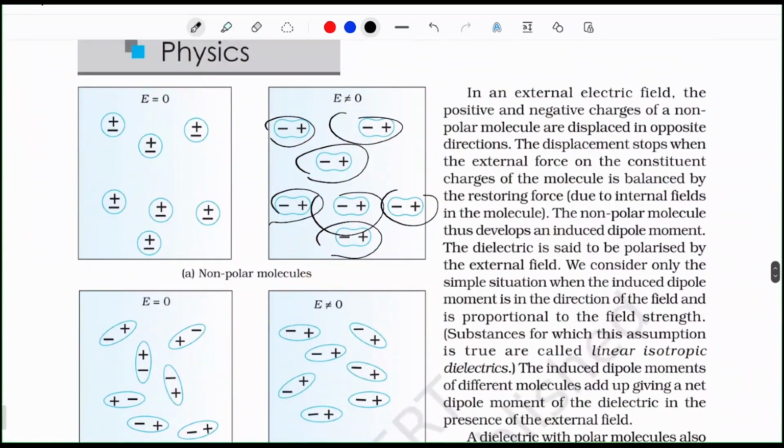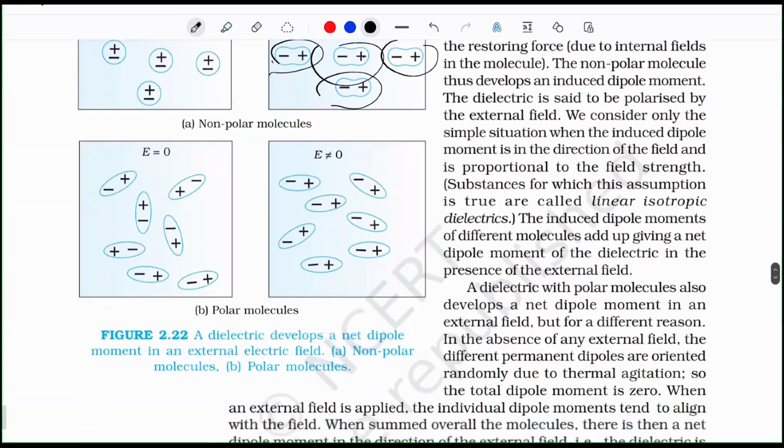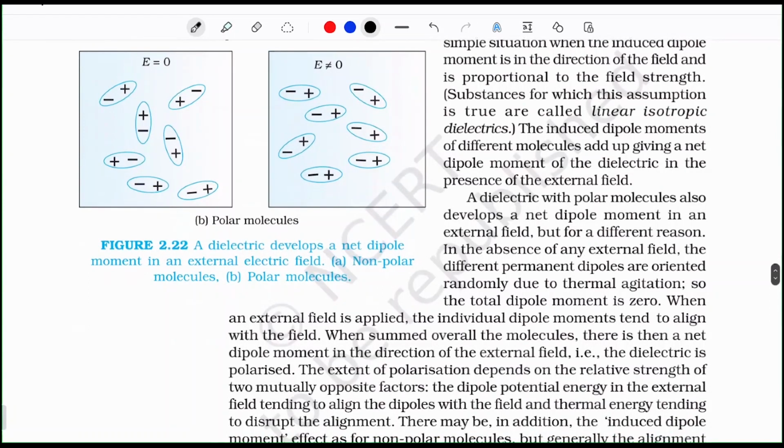If you remove the external electric field, very interesting things can happen. These molecules which were polarized can suddenly come back to their randomized behavior, or they can stick to where they are. Depending on these differences, the materials can be further classified into paramagnetic, ferromagnetic, and diamagnetic.